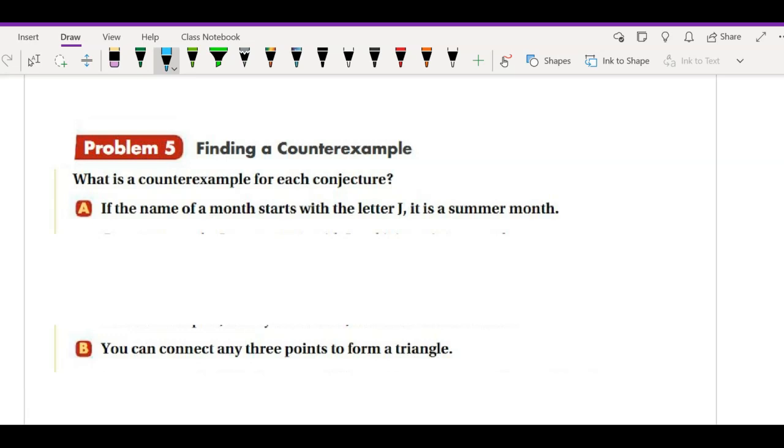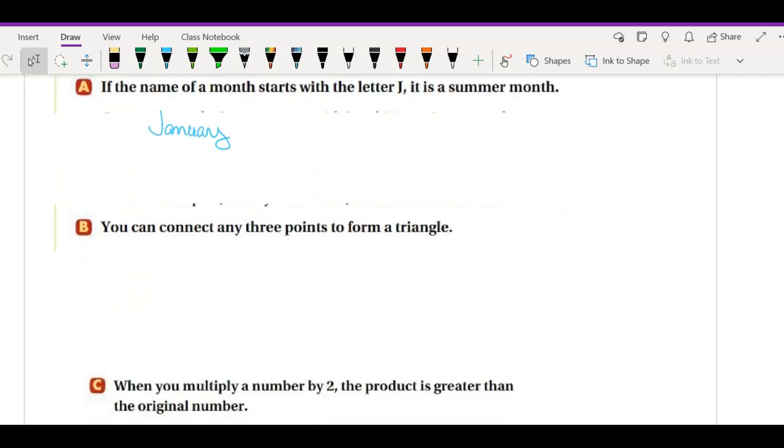If the name of a month starts with the letter J, it is a summer month. Well, I can think of one right off the top of my head that is not a summer month and begins with J: January, and it's a winter month. You can connect any 3 points to form a triangle. So I can put these 3 points together, but I can think of another example where they do not. If they are all on the same line, they do not form a triangle.